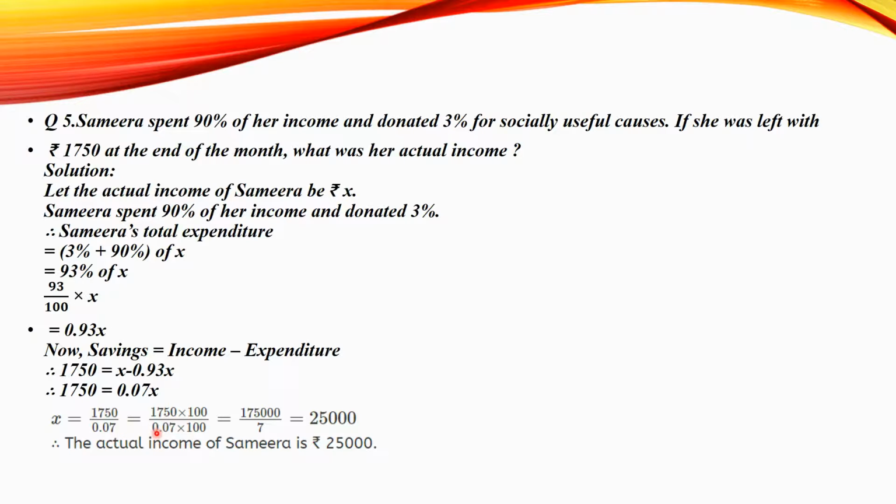For removing the decimal, we multiply by 100 with the numerator and denominator. So we get 1,750 multiplied by 100 and 0.07 multiplied by 100, which is equal to 1,75,000 upon 7, which is equal to 25,000. Therefore, the actual income of Samira is rupees 25,000.